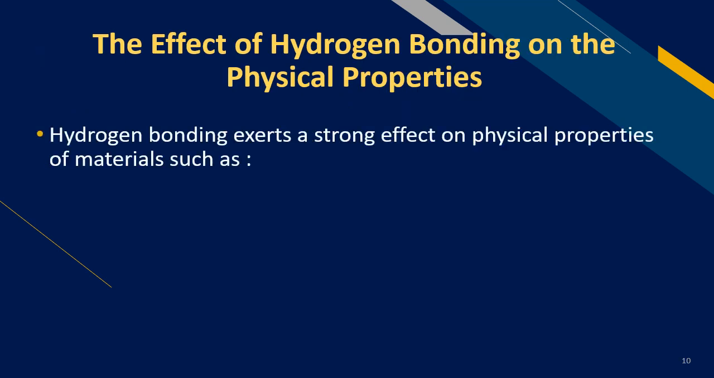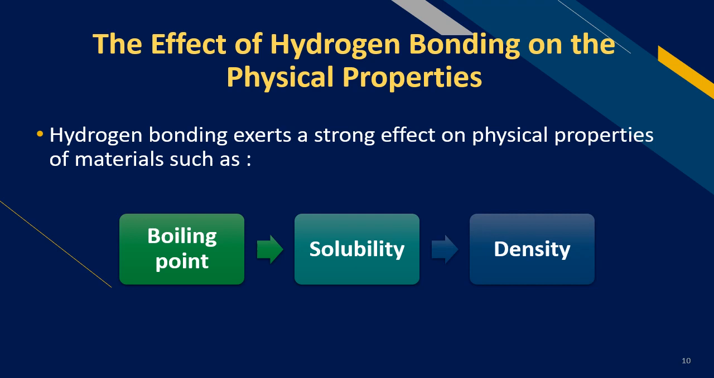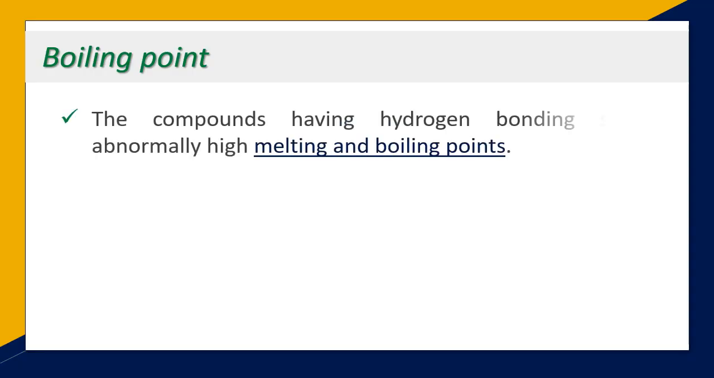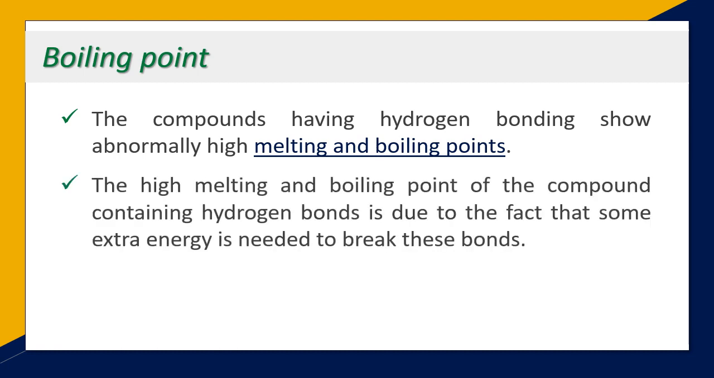Hydrogen bonding exerts a strong effect on physical properties of materials such as boiling point, solubility, and density. Compounds having hydrogen bonding show abnormally high melting points and boiling points. The high melting and boiling points of a compound containing hydrogen bonds are due to the fact that extra energy is needed to break these bonds.